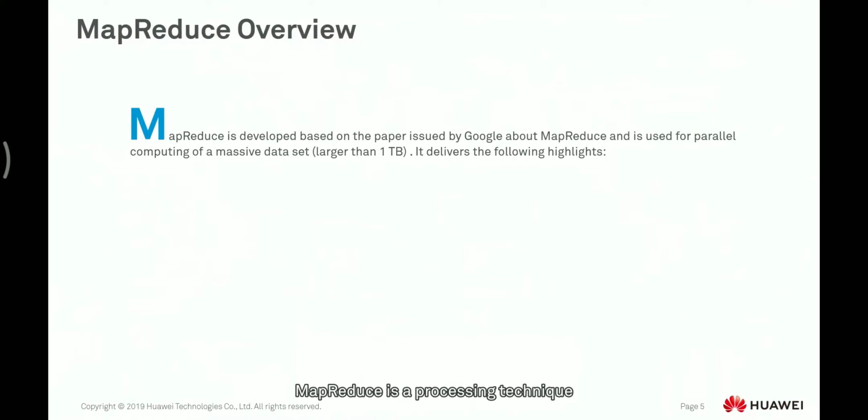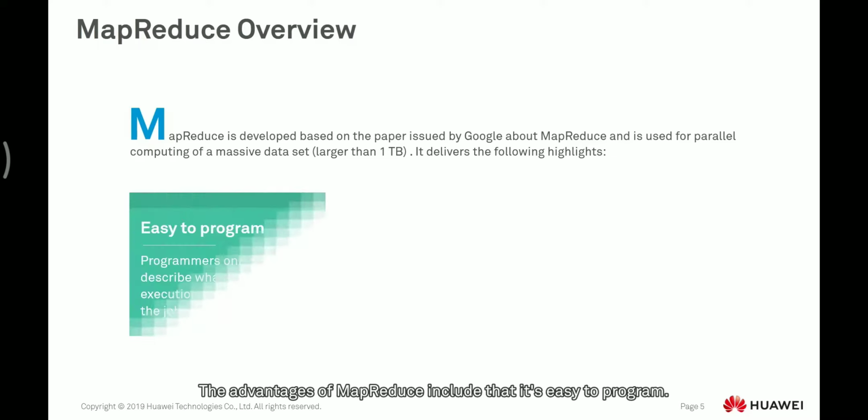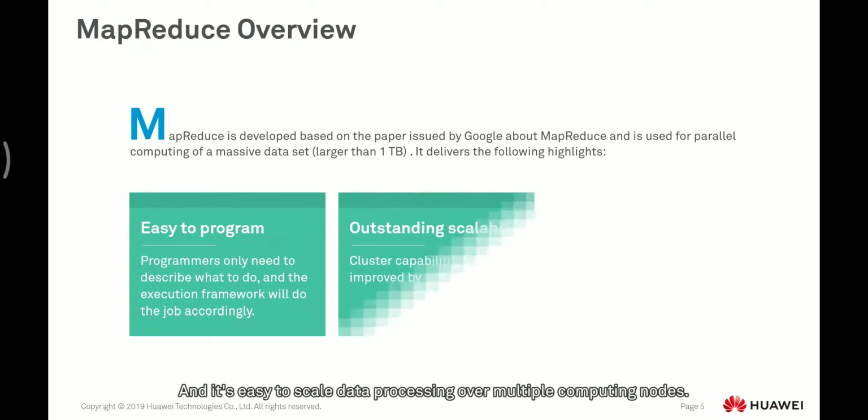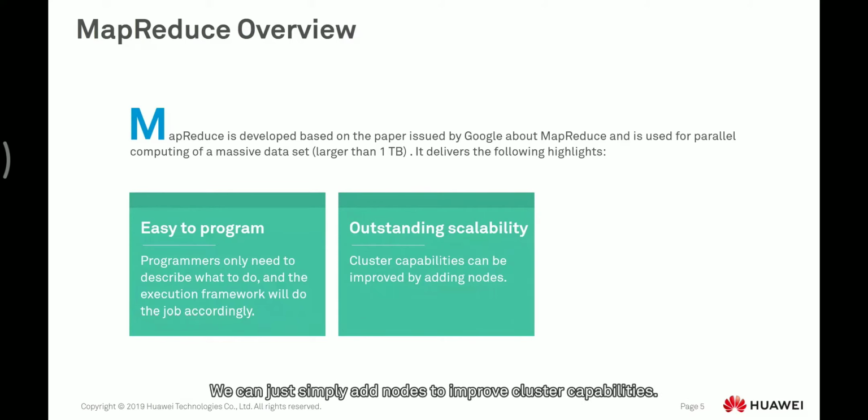Well, MapReduce is a processing technique and a program model for distributed parallel computing of a massive dataset. The advantages of MapReduce include that it's easy to program. Programmers only need to describe what to do, and the execution framework will do the job accordingly. And it's easy to scale data processing over multiple computing nodes. We can just simply add nodes to improve cluster capabilities.